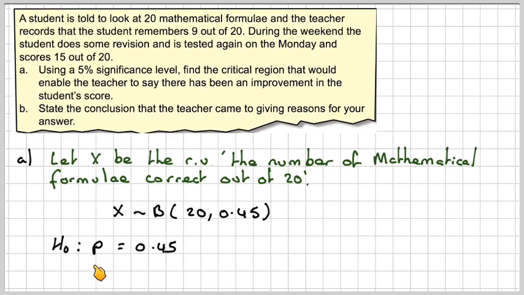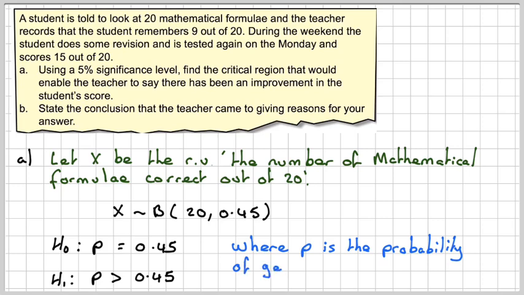So H0 is p equals 0.45, and H1 is p greater than 0.45, where p is the probability of getting the formula correct. Okay, so it's a one-tailed test because we're looking for a definite improvement. So, calculating the critical region.